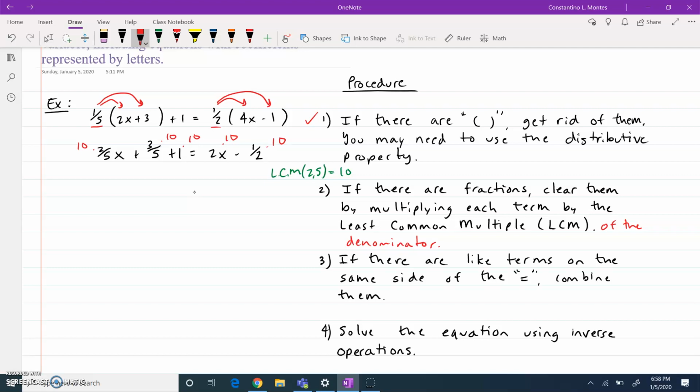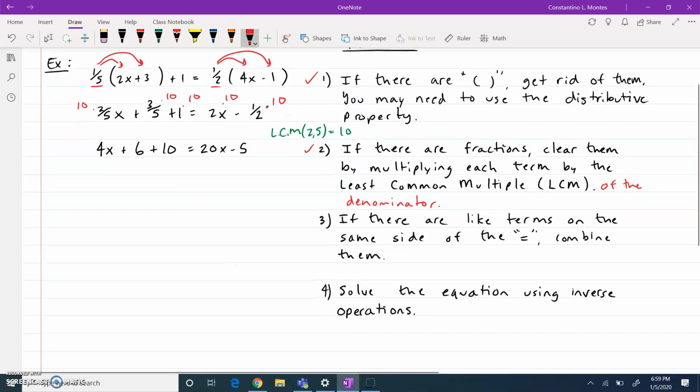10 times 2 is 20. 20 divided by 5 is just 4. So I got 4x. 10 times 3 is 30, divided by 5 is 6, so plus 6. 10 times 1 is plus 10. Equals 10 times 2 is 20x. And then 10 times 1 divided by 2 is minus 5. Okay, so I've cleared all the fractions. I'm done with step 2. I don't have to worry about that anymore.